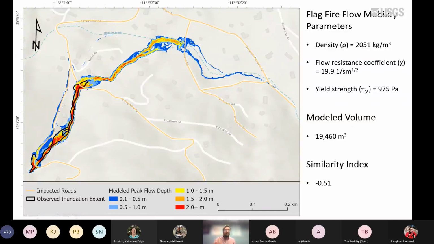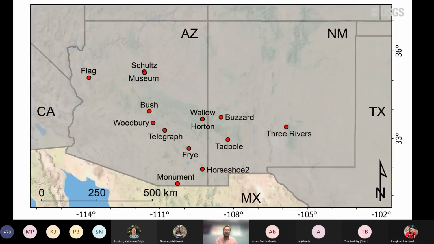So, if you want to use parameters calibrated for a site with an observed volume, but you don't have a well-constrained volume elsewhere, and you use a model that over-predicts the volume, that might result in a not great fit with what might be observed.